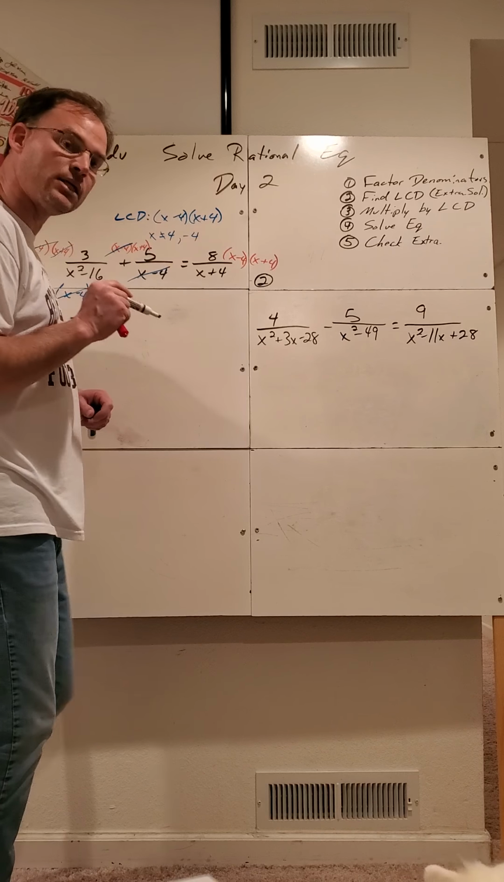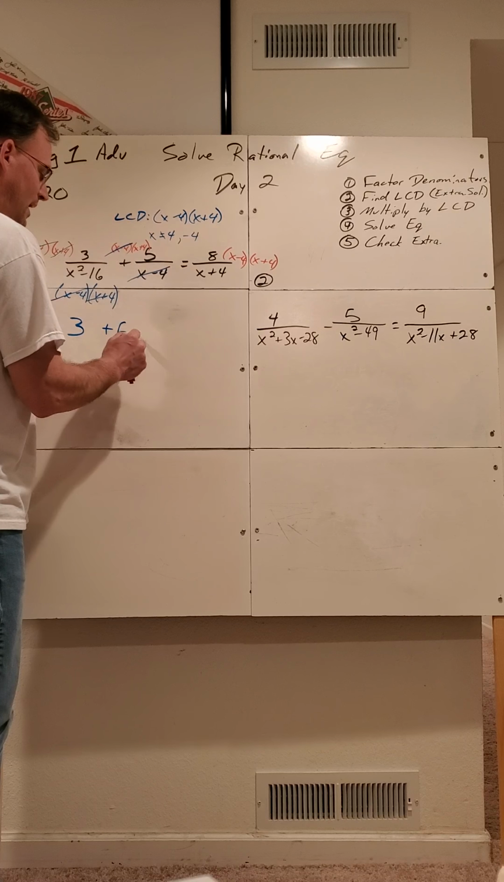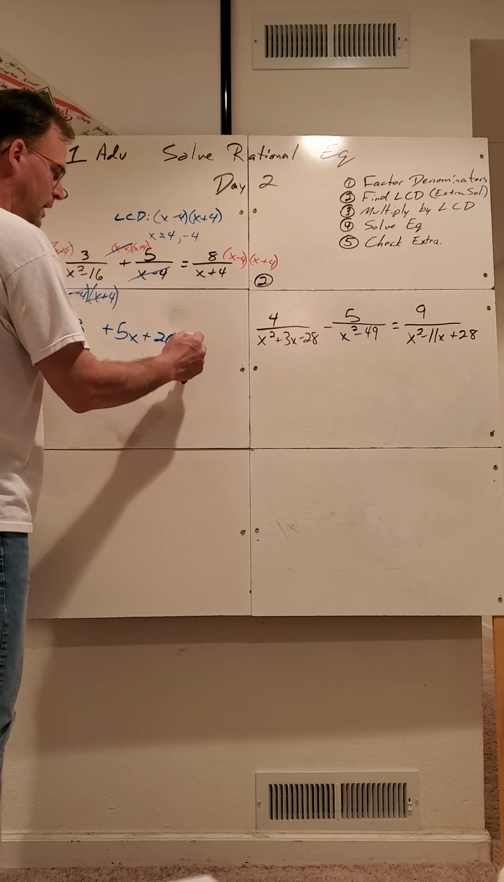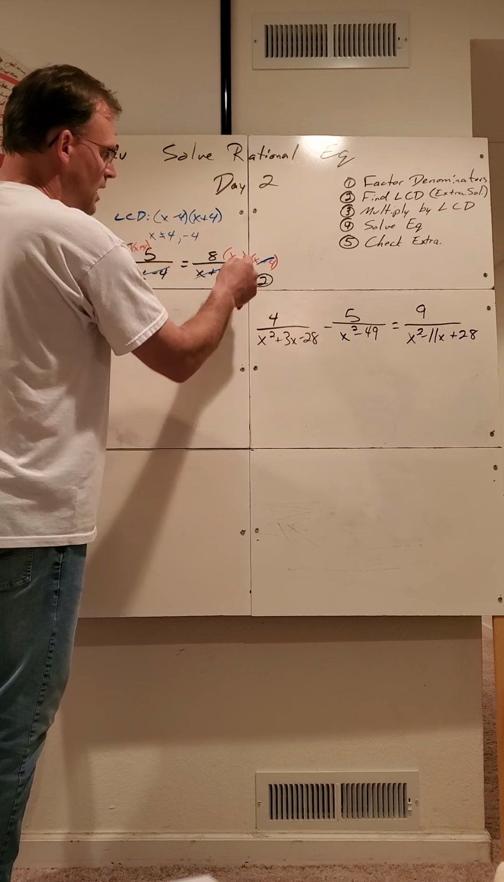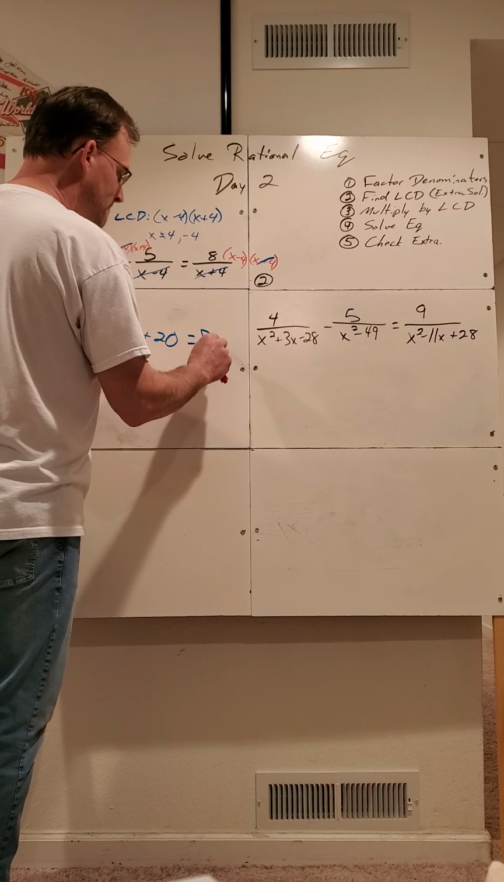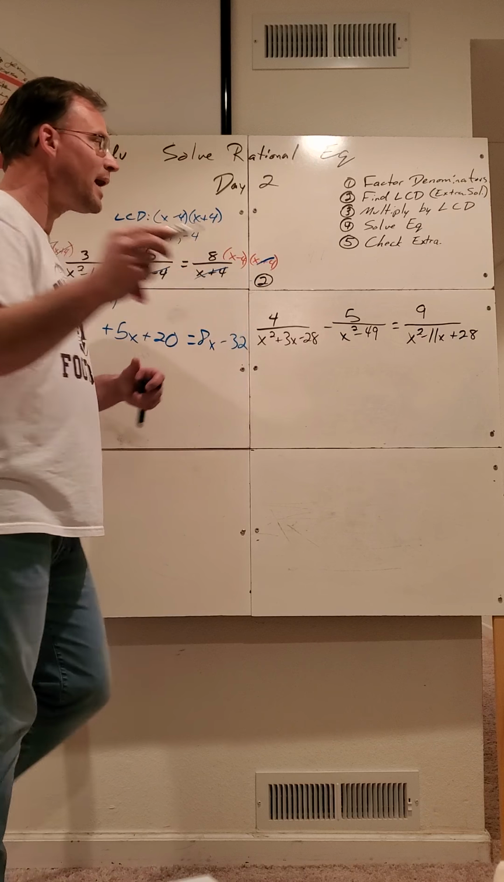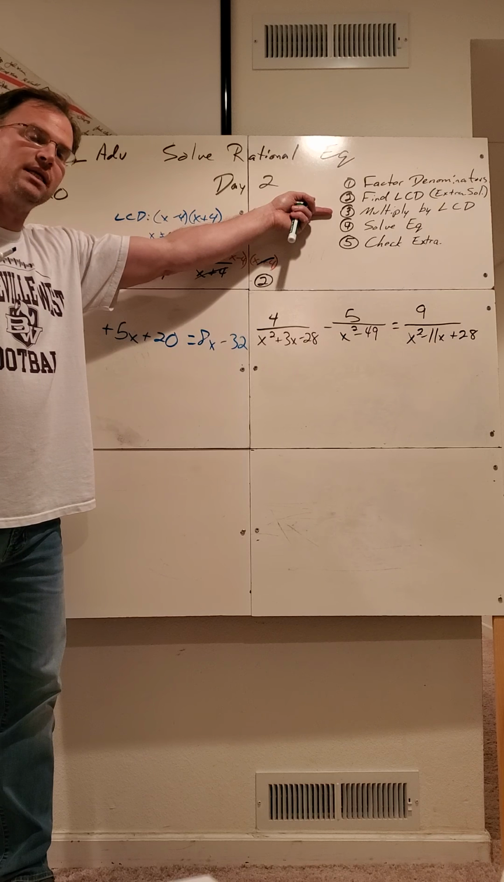Now I get my distribution. 5 times x minus 4 gives me 5x plus 20. All the way over here, x plus 4, I got an x minus 4 left. I'm distributing that 8. And we're good. So that is step 3, multiplying by your LCD.